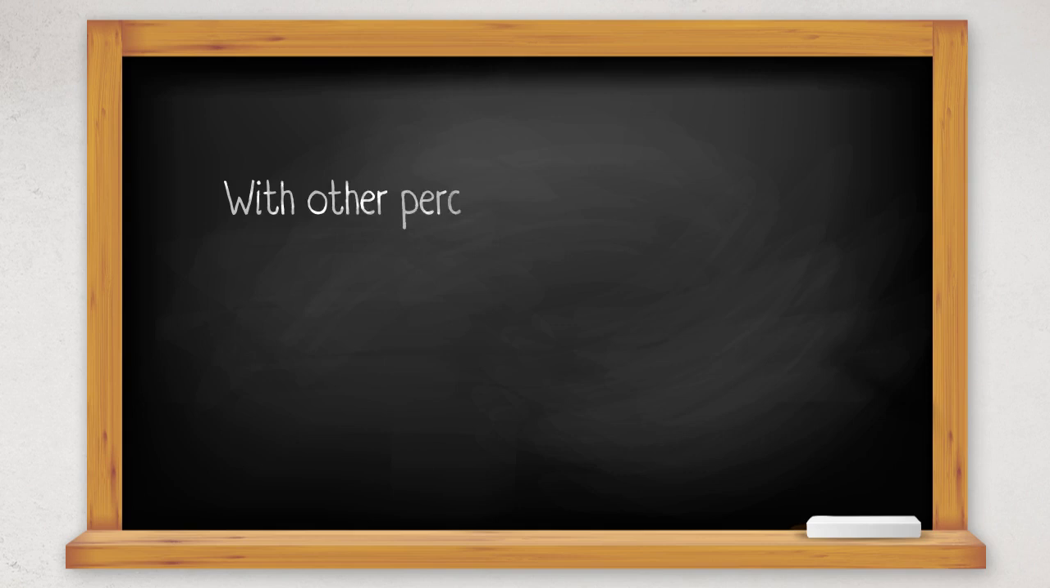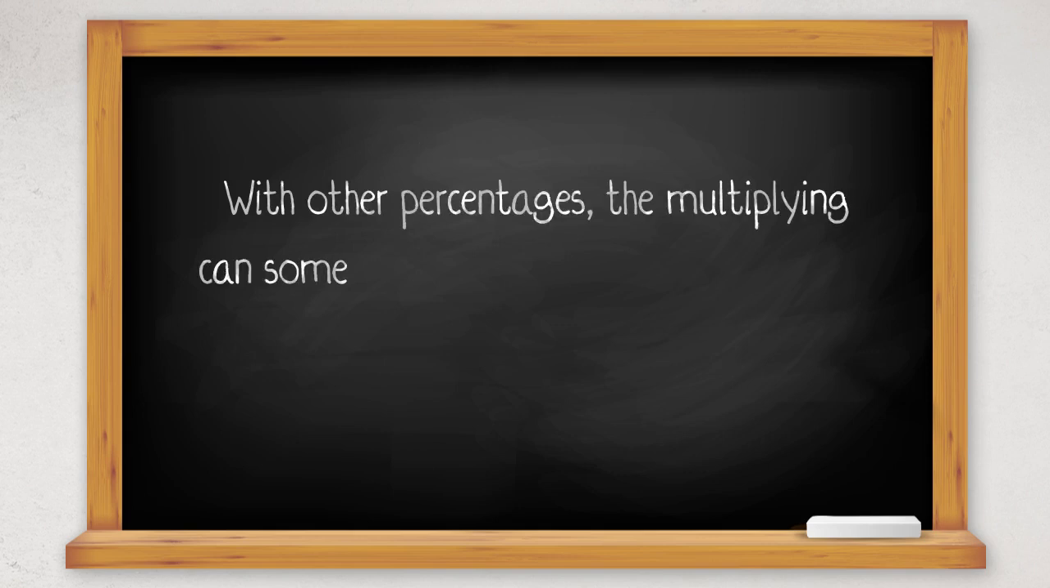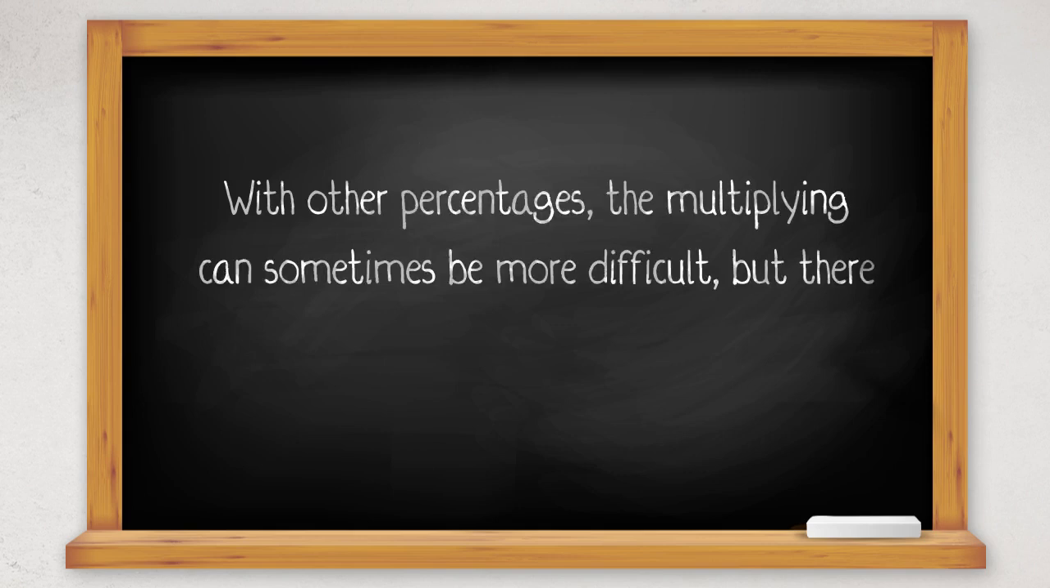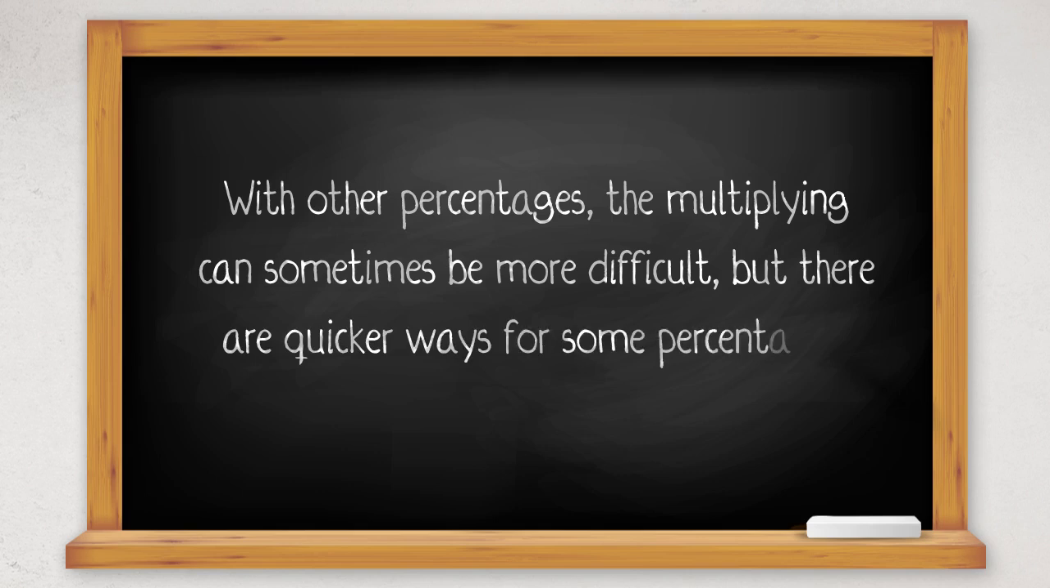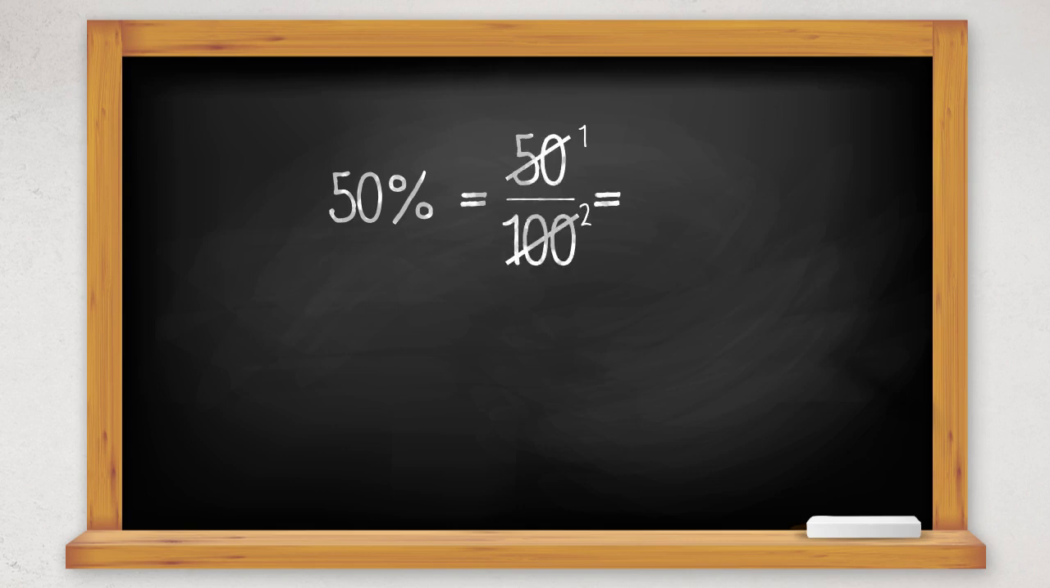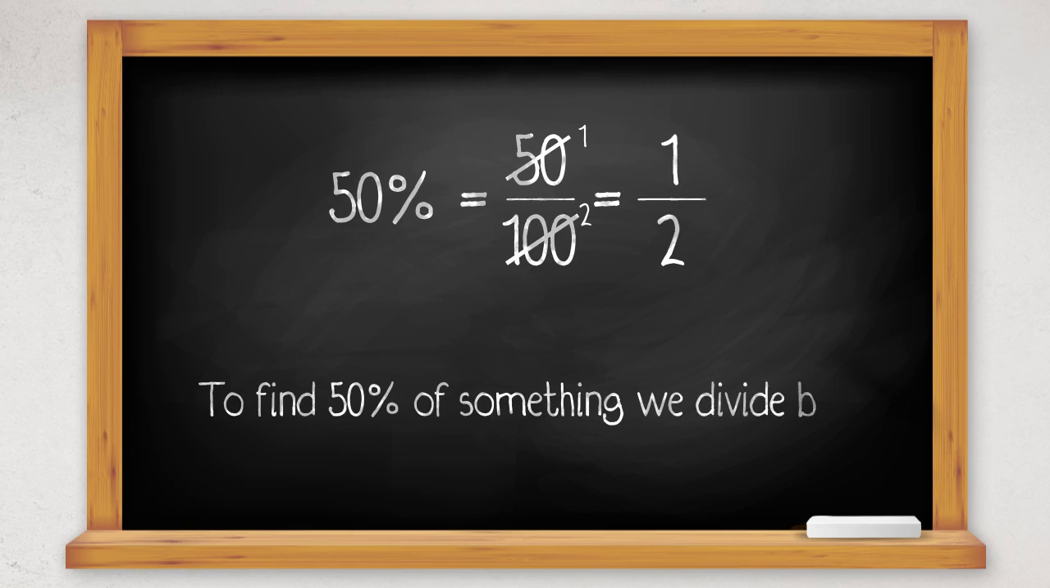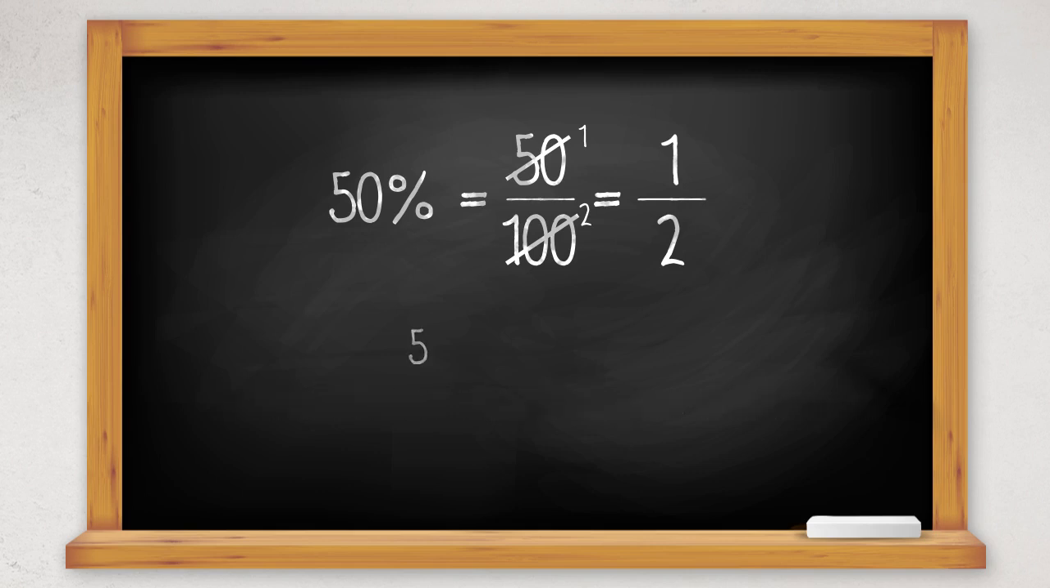With other percentages, the multiplying can sometimes be more difficult, but there are quicker ways for some percentages. For instance, 50% means 50 out of 100, and that fraction will cancel down to 1/2. So to find 50% of something, we divide by 2. To find 50% of £400, we divide 400 by 2 to get £200.